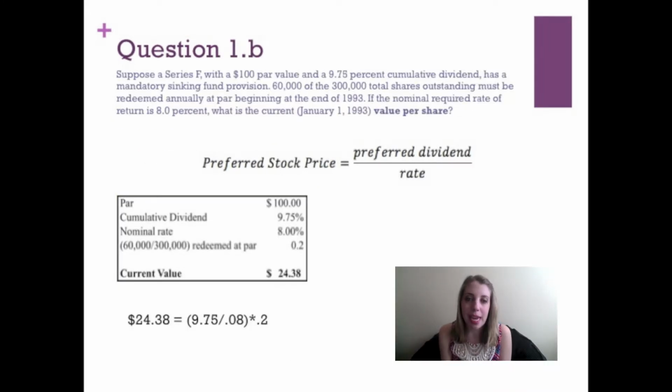So question 1B asks us to calculate the current value per share. Now these shares are preferred stock, so we must use the preferred stock price equation. So first we take the preferred dividend, 9.75, and then divide it by the rate, which is 8%. Then we must take into account the sinking fund provision. So since 60,000 out of the 300,000 shares are being redeemed at par, that would be 20%. So we multiply that times the stock price we got earlier. And that gives us a total of $24.38.